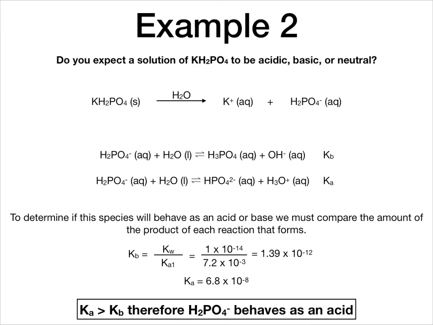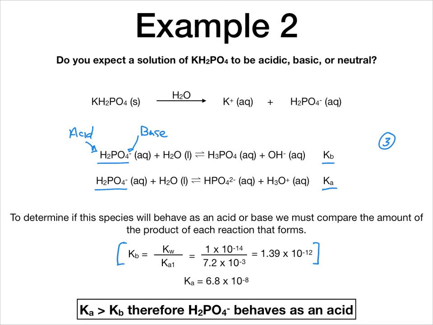In step 3, I look at how the anion reacts, and I see that the anion is amphiprotic because it has a proton and a negative sign. The negative sign makes it behave as a base. The proton makes it behave as an acid. And so I get both a Kb reaction and a Ka reaction.